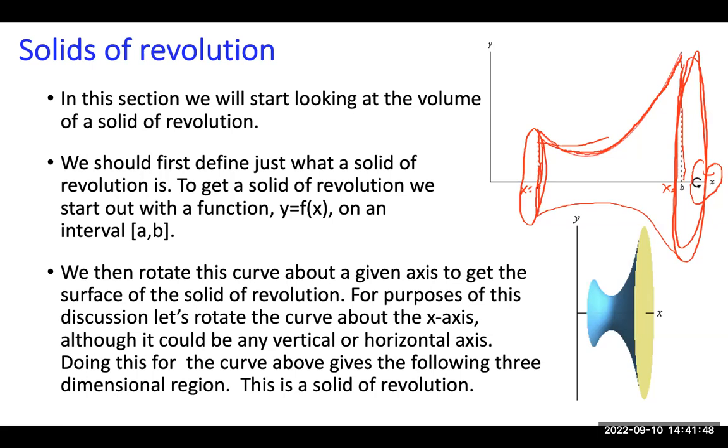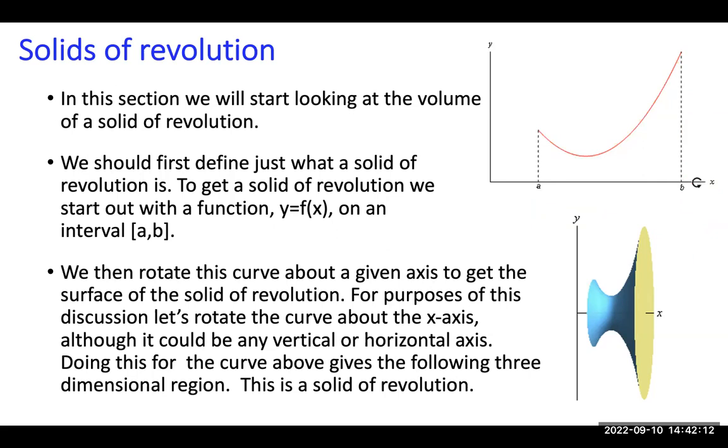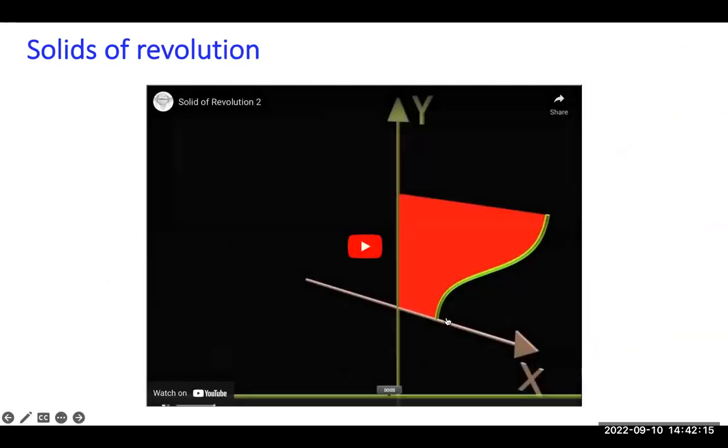When we rotate a curve about a given axis to get the surface of a solid of revolution, for the purposes right now, we're doing it around the x-axis, but we can also do this around the y-axis. We can do it around any axis that we want. The resulting shape that we get, the solid, we call a solid of revolution. So let me show you guys an image of it. We're going to take this curve. This is just a function, so the yellow represents a function. And we're going to take this function and rotate it. Now we're going to rotate around the y-axis. So you can rotate around any axis that you wish.